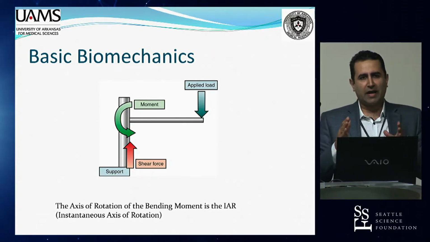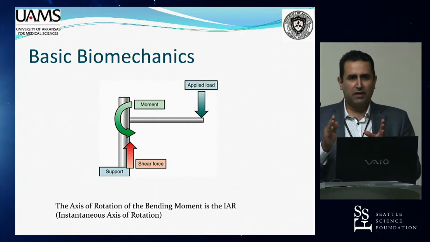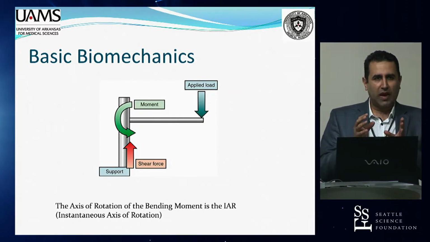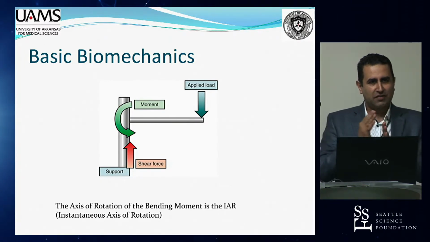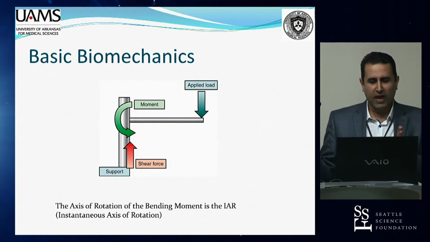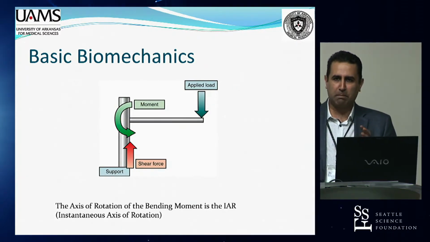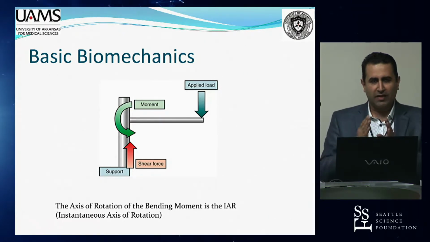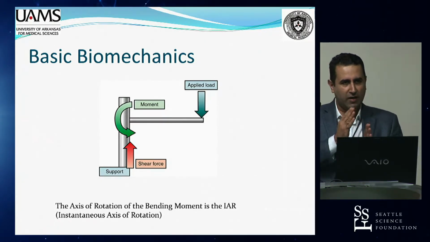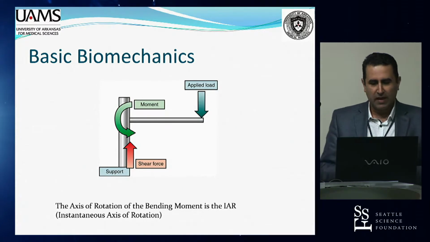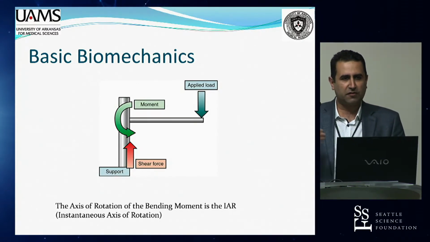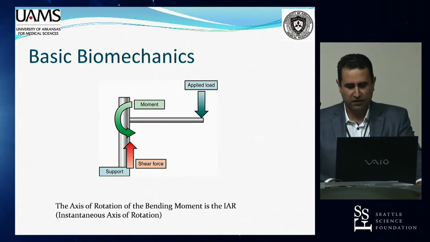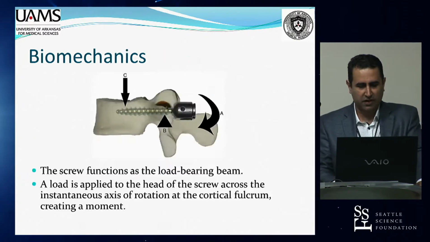Now, at a certain fulcrum, the force that's applied and the distance from that fulcrum, or the axis of rotation, to the tip of that anchor is known as a moment. In the spine, it's known as a bending moment. So you have an instantaneous axis of rotation around which these forces are applied, and a certain moment is applied with respect to the distance from that fulcrum onwards and the force itself. And this is important, as we'll discuss.